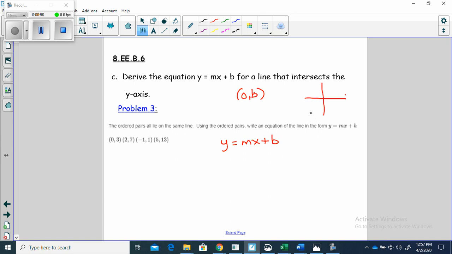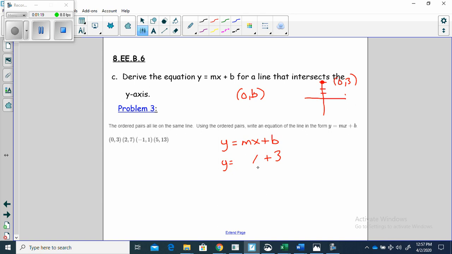If I start here at 0, 3, I know that this is 0, 3, okay? And we see that this point is on the y-axis. It's at 3. This is the point 0, 3. 3 is our b. Let's substitute 3 in for b. Now, let's look for our m.